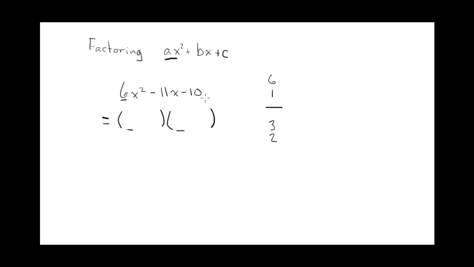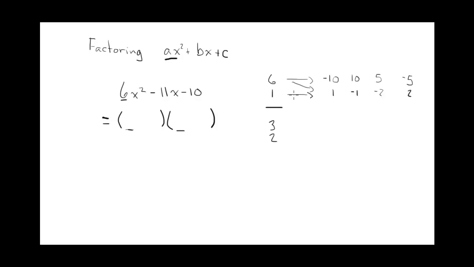So now I'm going to list all the products of negative 10. So negative 10 and 1, or 10 and negative 1. 5 and negative 2, or negative 5 and 2. So I'm going to go 6 times negative 10, 1 times 1. If I add those together, so negative 60 and 1, it's negative 59. It's not negative 11, so that doesn't work.